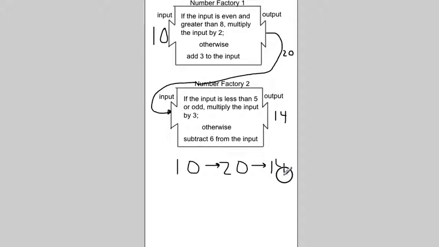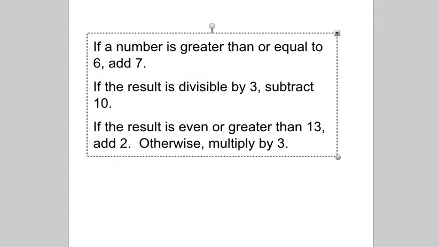Now, you can probably imagine that we could string together as many number factories as we wanted. So I could have a third number factory where the output from factory 2 would go to the input of factory 3, and we could continue to do this for as many number factories as we wanted. Now, oftentimes, what we see are not going to be these number factories. In other words, there's not going to be a picture that is associated with them, but rather they're just going to appear as words.